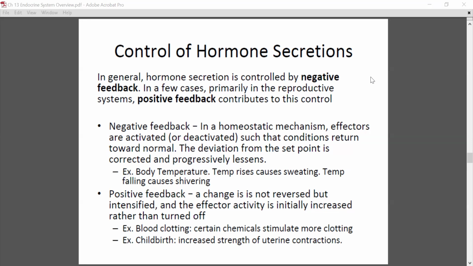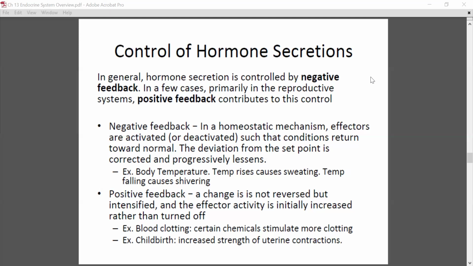So let's talk about control of the hormone secretions. In general, hormone secretion is controlled by negative feedback. In a few cases, primarily in the reproductive systems, positive feedback contributes to this control. So I'm going to read the definition of negative feedback and then I'm going to explain it.